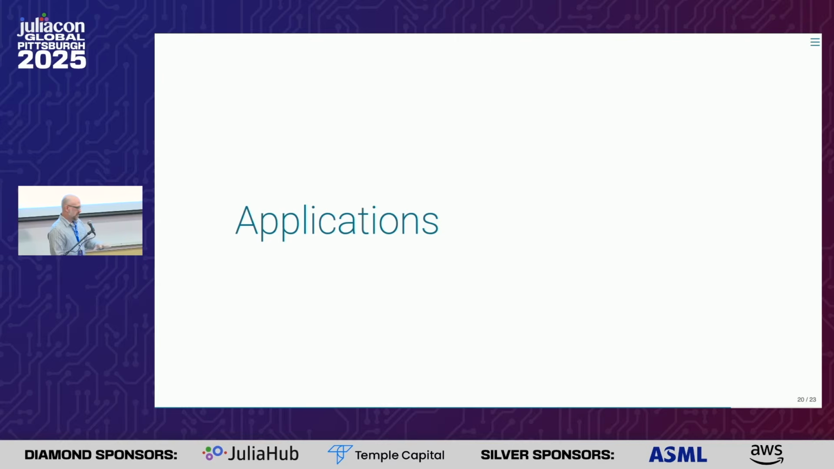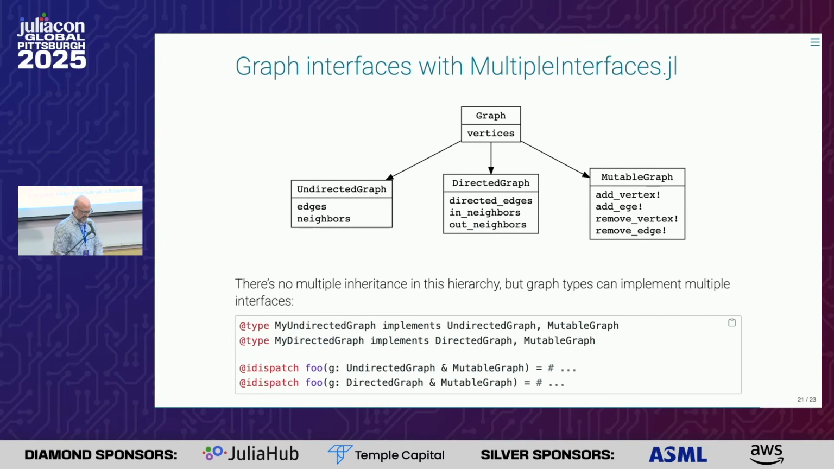Okay, let me go over just some example applications of the package. Going back to the graph type example, this is how we could formulate it in multiple interfaces. Here we've got, once again, this root graph interface. We've got an undirected graph interface and a directed graph interface, which extend the graph interface just like before. But now we have a separate mutable graph interface, which just extends the base graph interface. So we only have one copy of this mutable graph interface, which is nice.